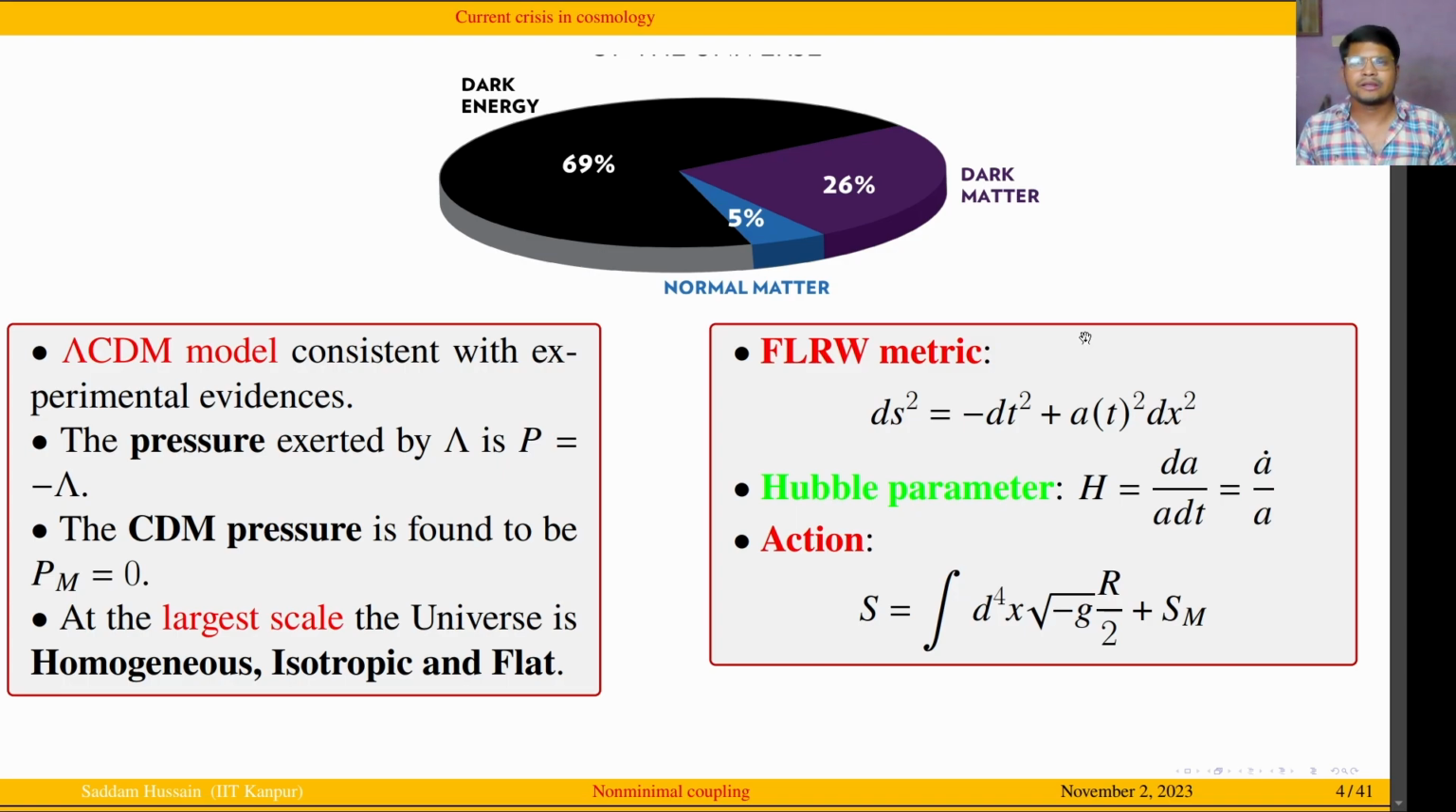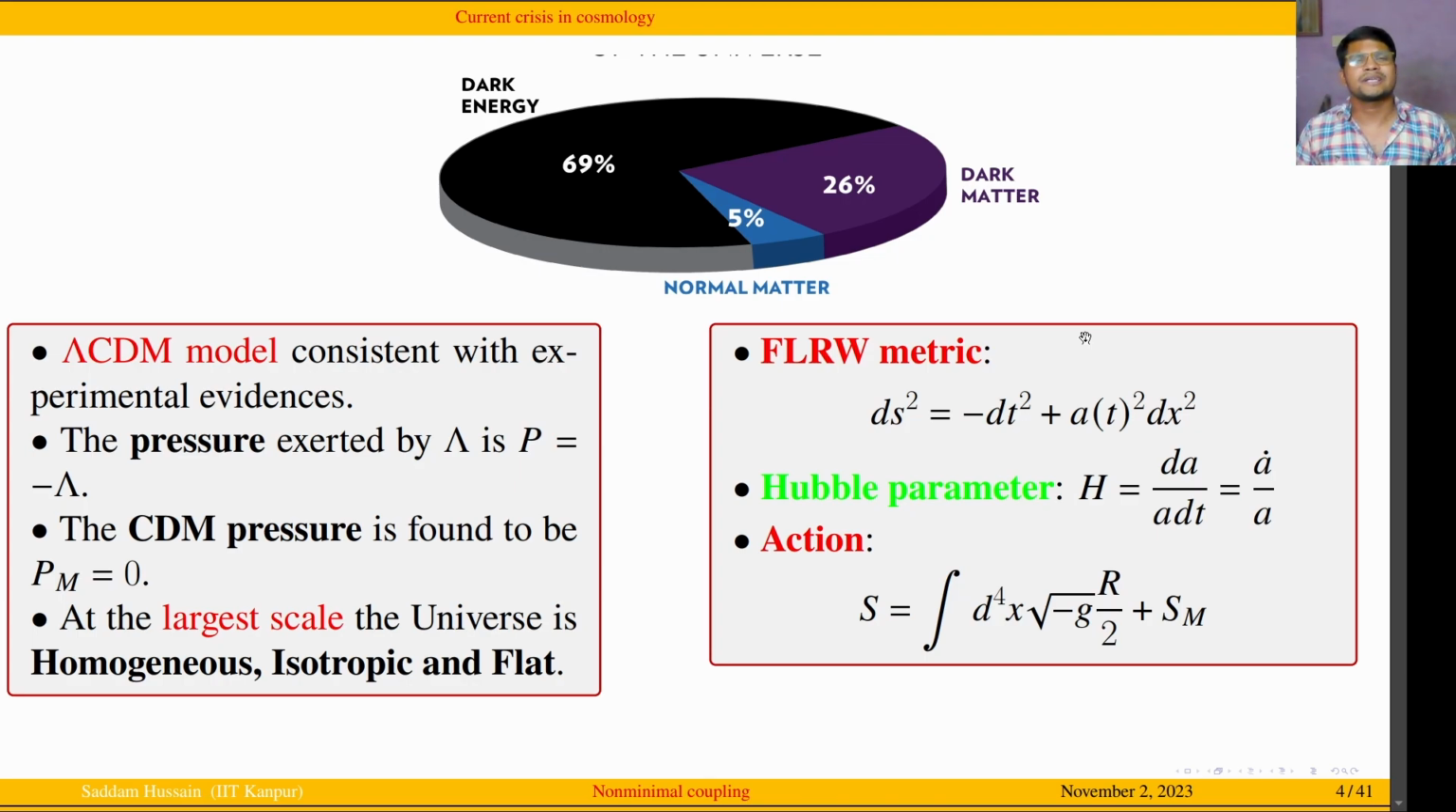There is one more interesting feature that came out from these observations: the universe at larger scales appears to be homogeneous, isotropic, and flat. It means that the curvature of the universe appears to be flat. And secondly, it is homogeneous and isotropic. It means that no matter where you look at the universe from, it appears to be the same in all directions. There is no special point in the universe.